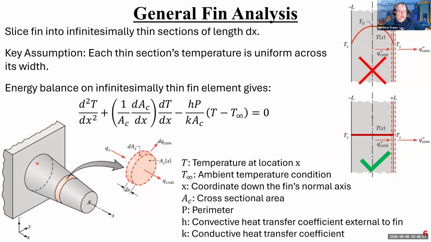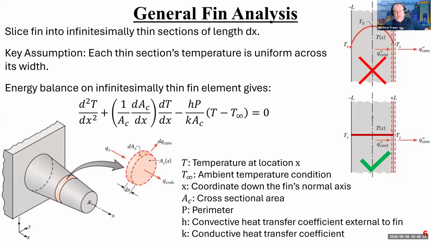Now, most certainly, the fin is going to change temperature from the base to the tip, right? So you are going to have a temperature gradient in the x direction, the x axis, but you are not going to have a temperature gradient in what I would call the radial direction, right? So that's an underlying assumption that must be true for this to work. The way that I've illustrated that is here, right?